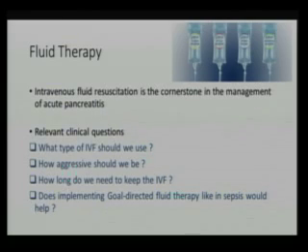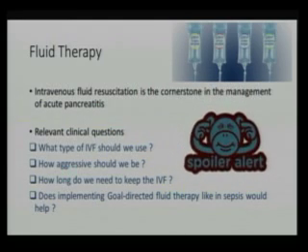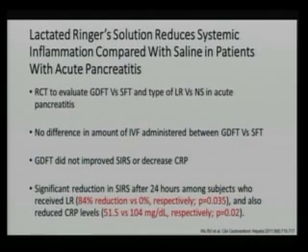And if we steal this goal-directed therapy that people in the ICU use for sepsis and codes and things, would that help us with the management of pancreatitis? I mean, those are kind of pertinent questions that come, at least when I round. Okay, spoiler alert, no one knows. But anyways, I'll put a couple of papers here. So this paper was, I think, a hallmark paper, published in 2011. They used lactated Ringer's, and they say that it actually reduced systemic inflammation compared to normal saline.